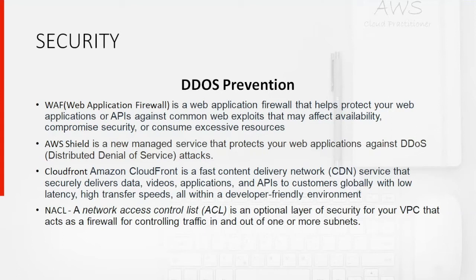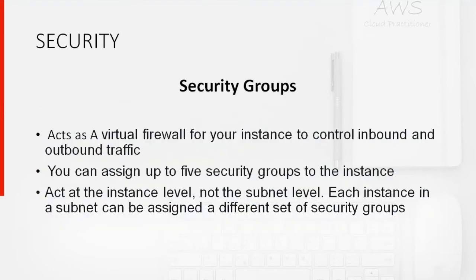CloudFront. Amazon CloudFront is a fast content delivery network, CDN, service that securely delivers data, videos, applications, and APIs to customers globally with low latency and high transfer speeds, all within a developer-friendly environment. NACL: a Network Access Control List, ACL, is an optional layer of security for your VPC that acts as a firewall for controlling traffic in and out of one or more subnets.